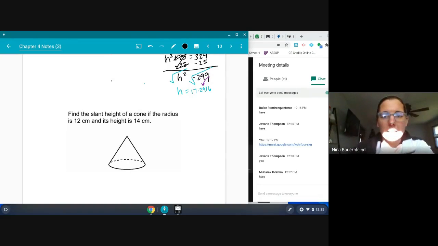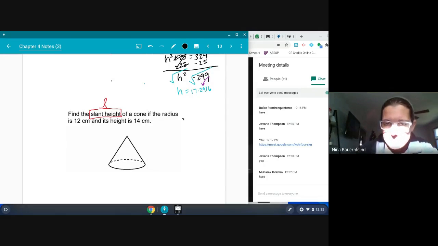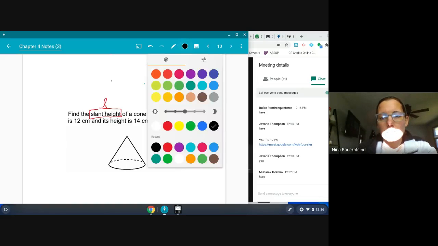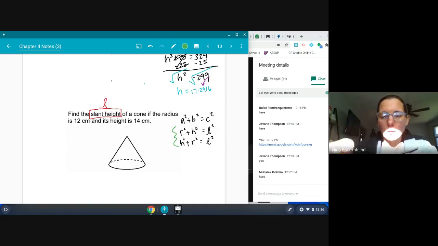This one says find the slant height. Now, slant height is this one. It's basically the hypotenuse, okay? So I'm just going to say this one more time. A squared plus B squared equals C squared is what we're going to use, except this time it's going to be R squared plus H squared equals slant height squared. You can flip these around. These are the same, we just flipped the first two letters. It doesn't matter which one you use, okay?